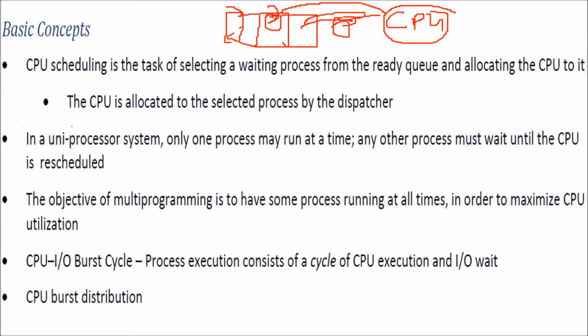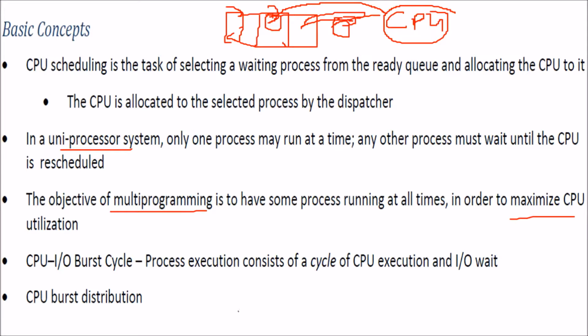If it is a uniprocessor system, there is no problem, one process may be running at a time. But when we talk about multi-programming, where we want multiple programs or processes to run, then we want to see in what order the CPU maximizes its utilization.